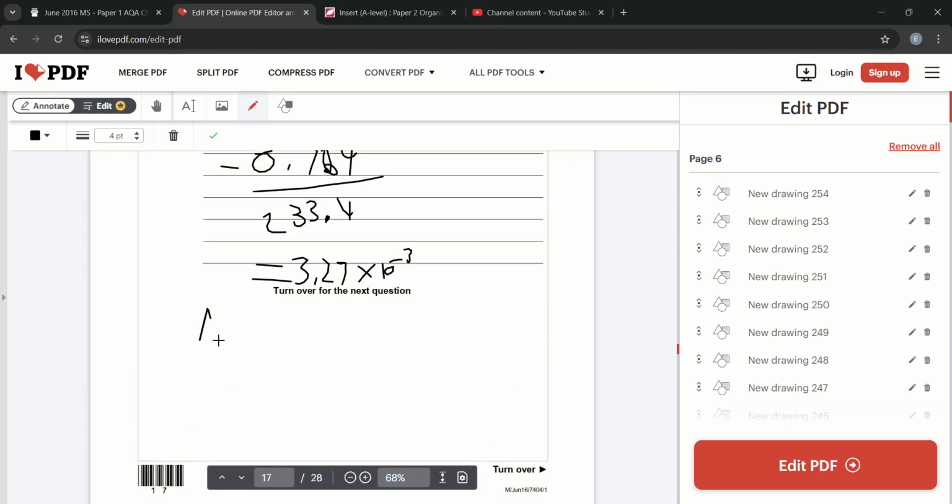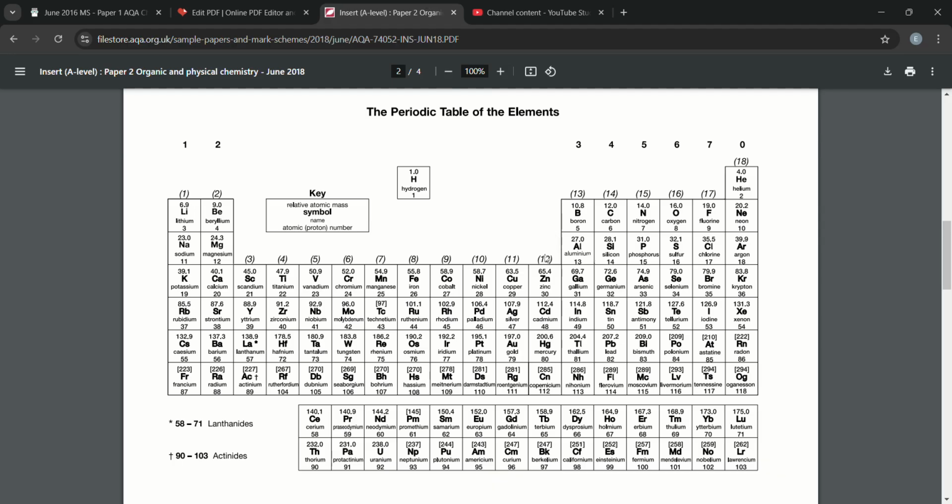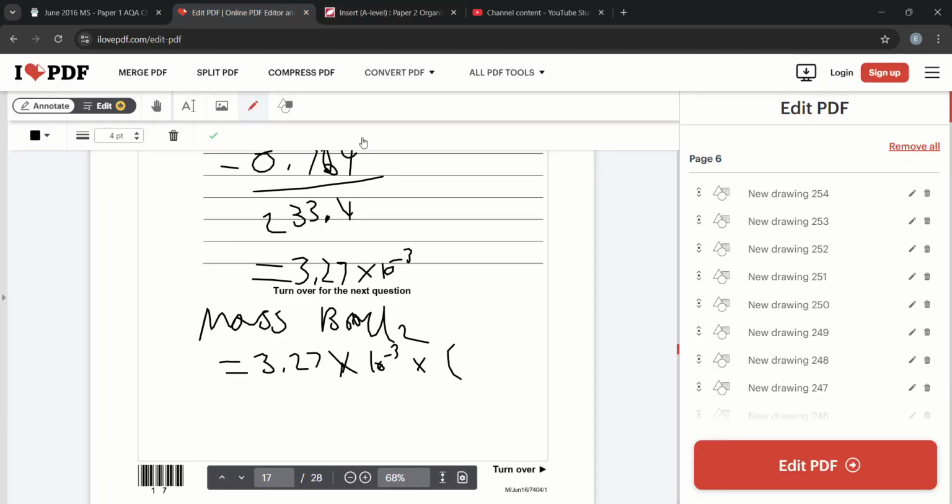So the mass of barium chloride, BaCl2: moles is mass over Mr, so mass is moles times Mr. 3.27 times 10 to the power minus 3 times the Mr of BaCl2, Ba 137.3 plus 35.5 plus 35.5, and I get the mass as 0.681 grams.